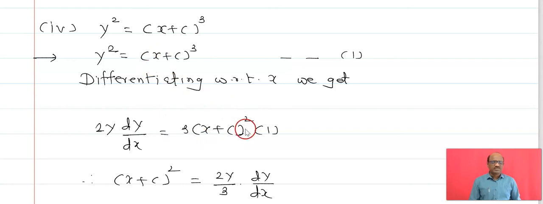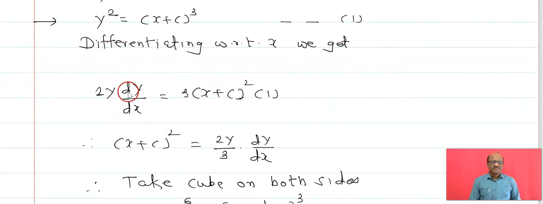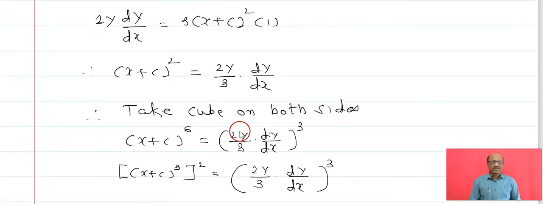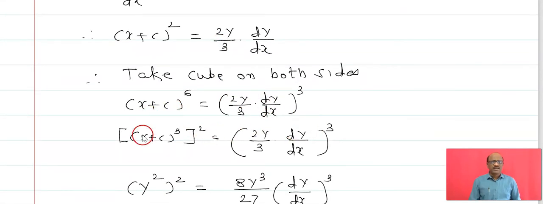And the derivative of x is 1. Therefore, in this case, you will get (x plus c) bracket square equals 2y upon 3 into dy by dx. Now again, take the cube on both sides. Then you will get (x plus c) raised to 6 equals (2y upon 3 dy by dx) bracket cube. And we can write this as ((x plus c) cube) whole square equals (2y upon 3 into dy by dx) whole cube.